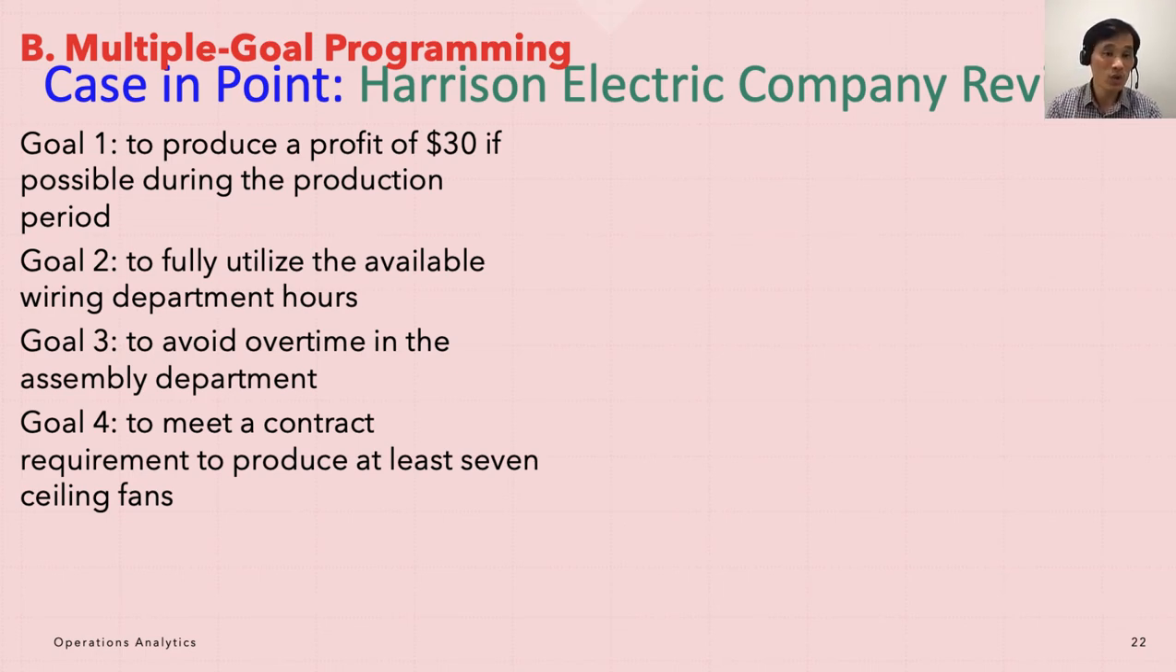And goal four is to meet a contract requirement to produce at least 7 ceiling fans. So, from the previous case, we did not produce fans at all, but the contract requires them to produce 7 ceiling fans. So can we meet all these four goals, right? And if you have multiple goals, how do you run or use linear programming to reflect this, right?